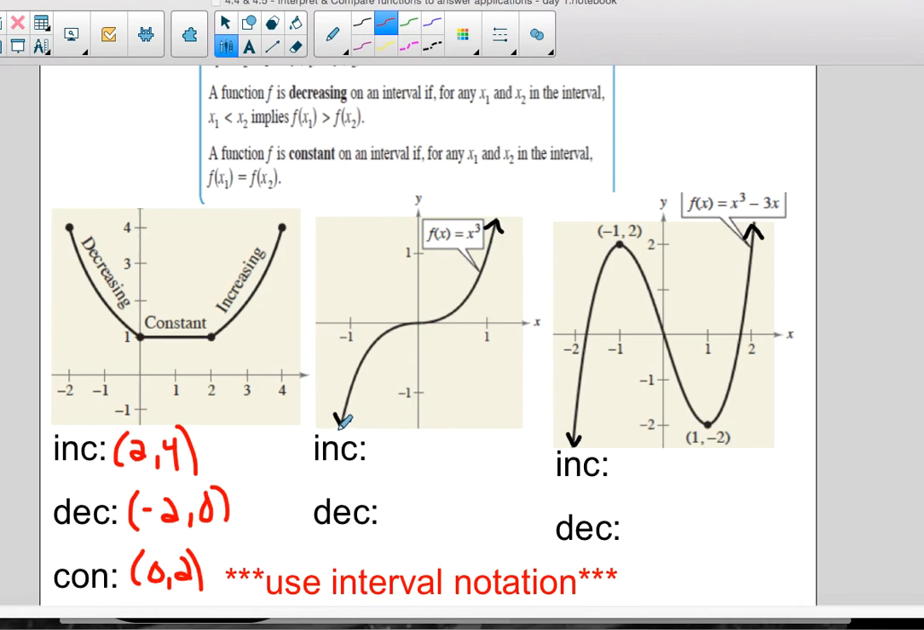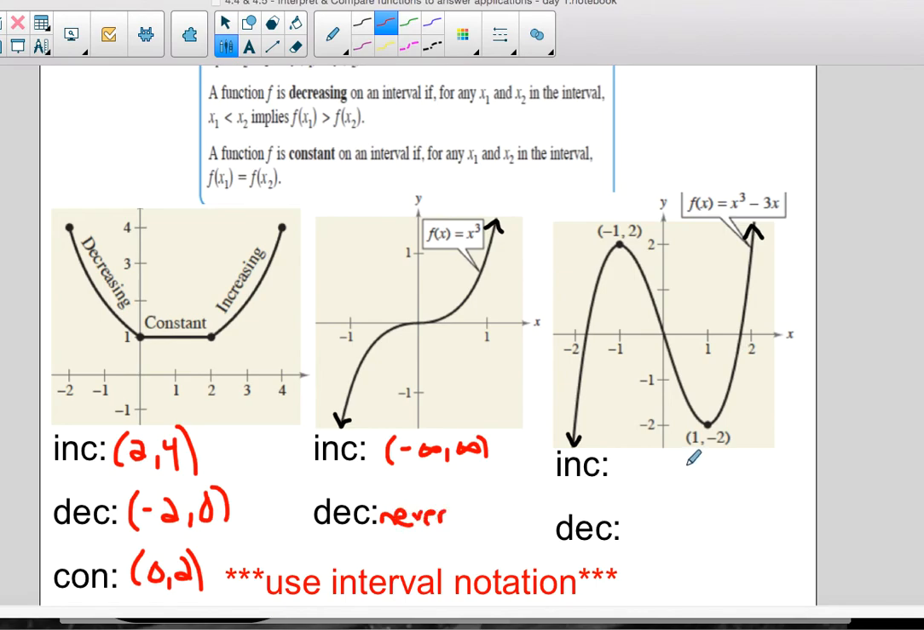Right, this one right here is x cubed. Kind of looks like it's almost constant there, but it's definitely going up. You know, think about 0.1 and -0.1 to the third. You're always going to be increasing here. So it's increasing forever, so it's negative infinity to infinity. And decreasing never or none, whatever you want to say.